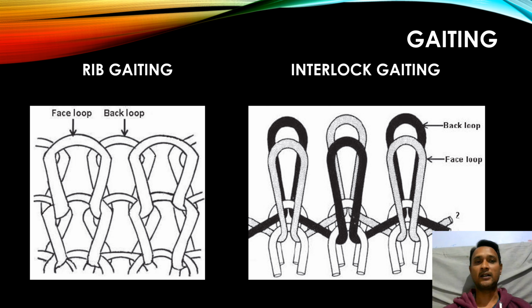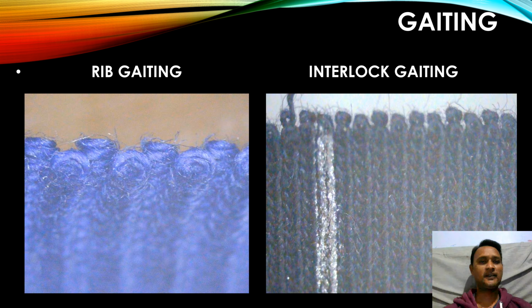As we all know, in rib gating, the face loop and back loop will be diagonally placed, whereas in interlock gating, the face loop and back loop will be facing each other. It is a real-time image of a rib gating and interlock gating. In rib gating, the face loop and back loop are placed diagonally. In other words, in between two face loops there will be one back loop. In the same way, in interlock gating, the face loop and back loop will be facing each other, and we need to follow our thumb rule.